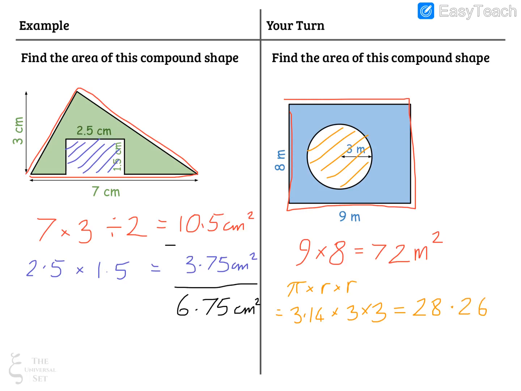28.26. And again, I've chopped that circle out of the rectangle, haven't I? So this is a subtraction this time. So I'm going to take away my 28.26 from my 72 metres squared, and I'm going to be left with 43.74 metres squared. There's my answer.